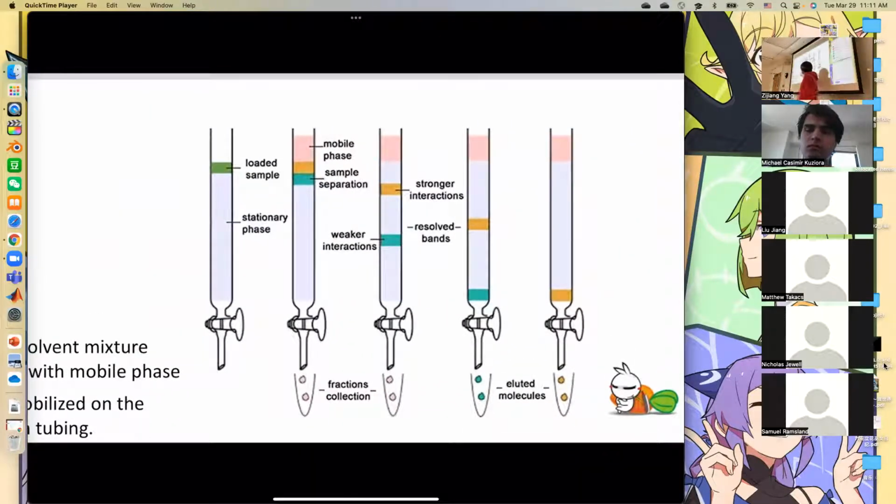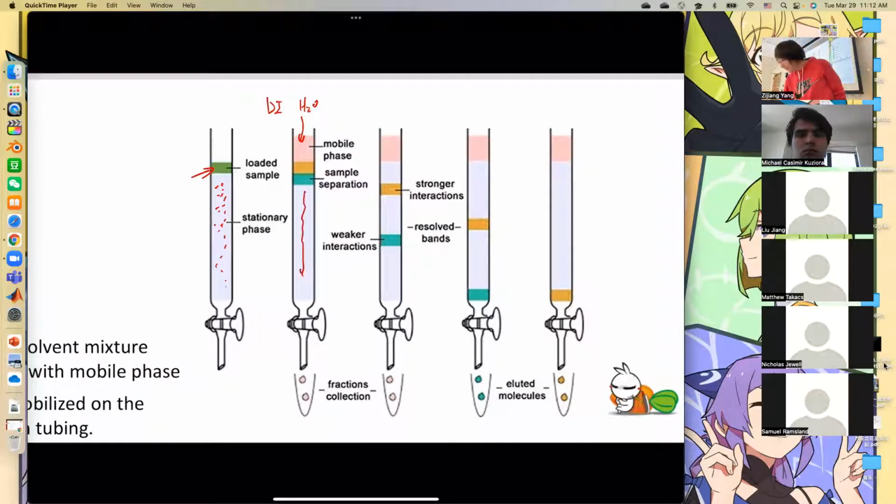Suppose we have a burette, and in the burette, we can fill some sand. In this case, we may have some sand here as the stationary phase. And we also can have our sample here. Our sample may contain different chemicals like DDT or DDE. Then we can add a mobile phase, for example water or DI water. And then we use this DI water to flush our sample.